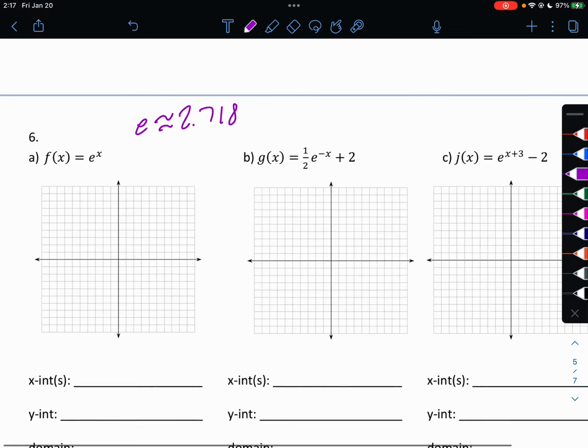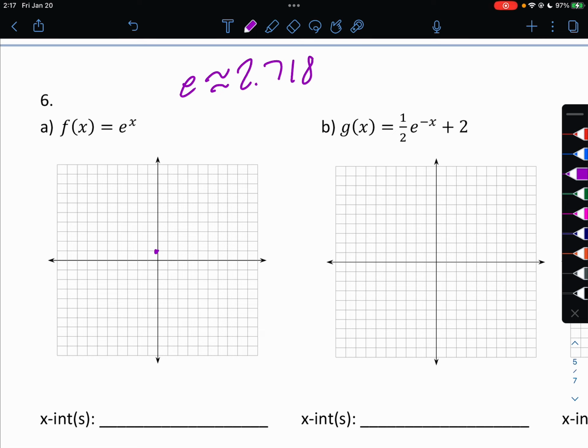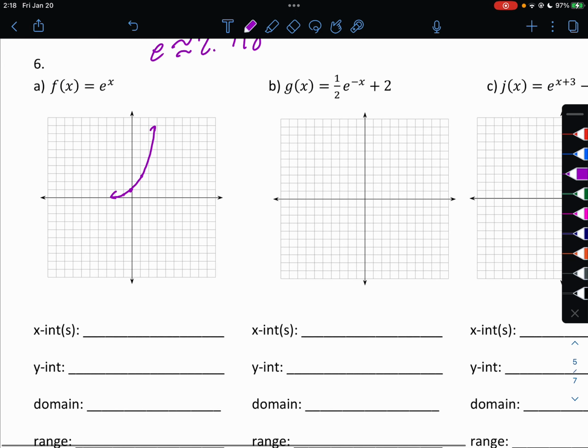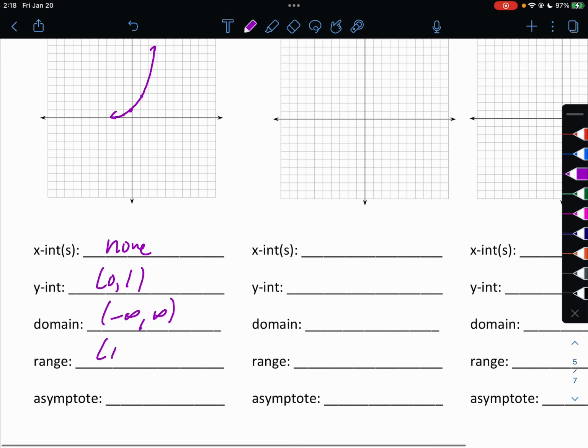Okay, so if we're going e to the x here, e to the 0 is 1. E to the 1 is 2.718. And e to the negative 1 would be 1/e. So let's see what that is in our calculator. 0.367, so it's about 0.4. So again, our graph should look something like this. No x-intercepts. The y-intercept is 0, 1. Domain is all real numbers. Range is 0 to infinity. And again, our asymptote is y equals 0.